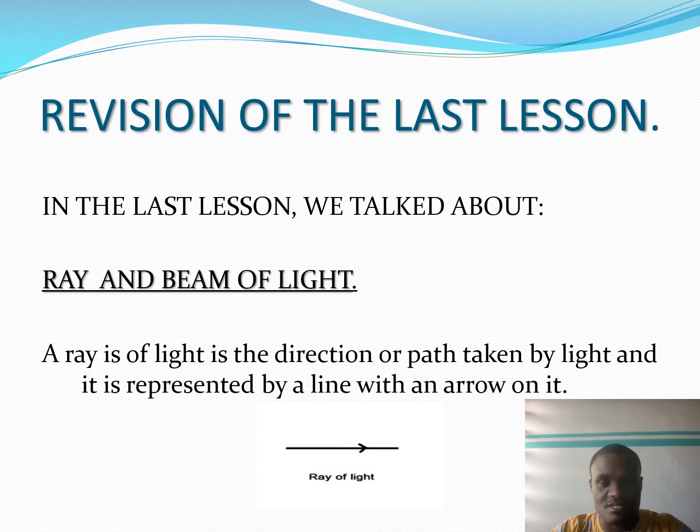In the last session, we looked at a ray and a beam of light. Let's have a recap of what we did before we ended the last visual class that we had. We talked about a ray and a beam of light. We said a ray of light is the direction or the path taken by a light, and it is represented by a line with an arrow on it, as shown in the diagram over here.